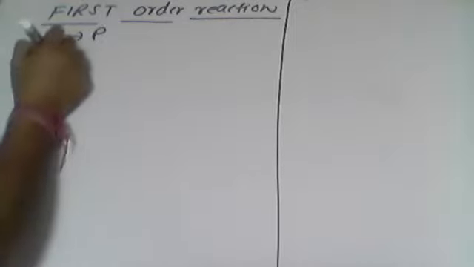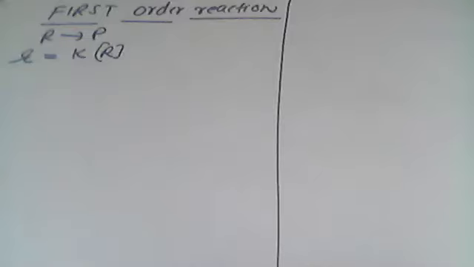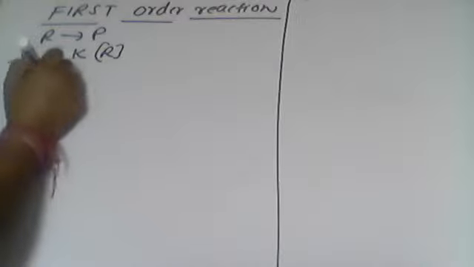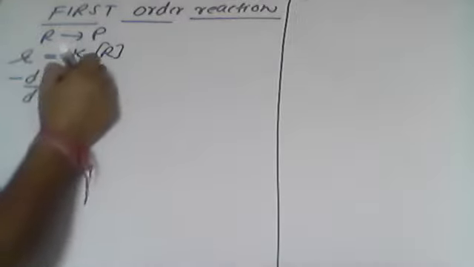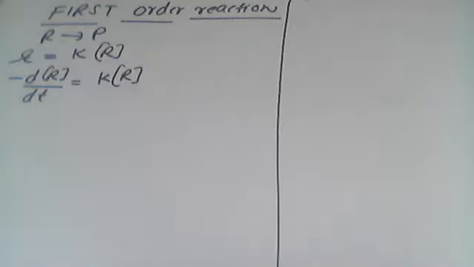So from here, because it's a first order reaction, the rate will be k[R]. Previous one was [R] to the power 0. It will not be 0 here. It will be k[R] raised to power 1 because of first order reaction. They are directly proportional. This will be minus d[R] by dt, the change in concentration by dt, is equal to k[R].